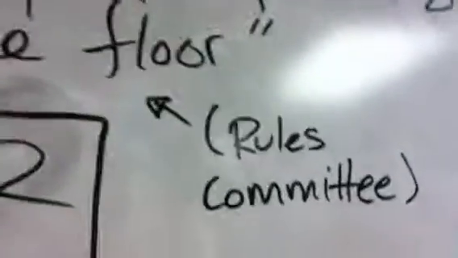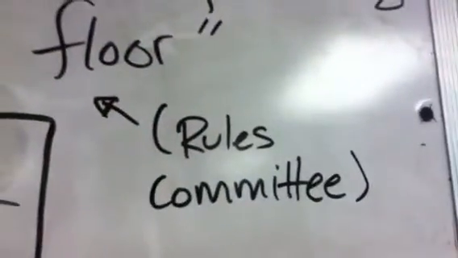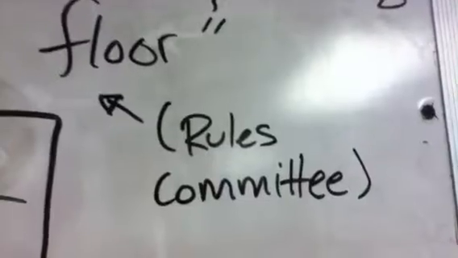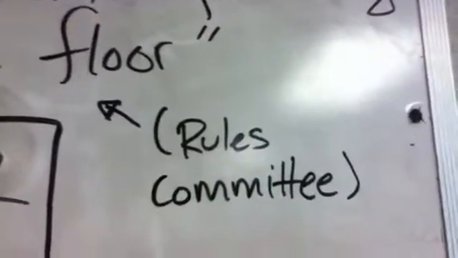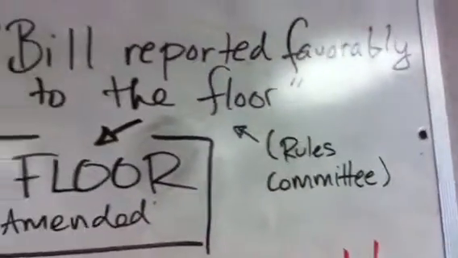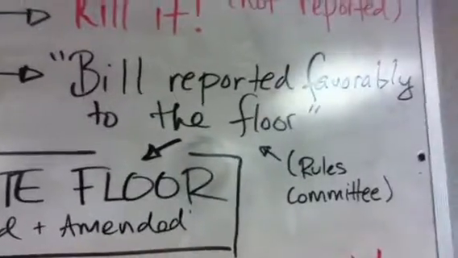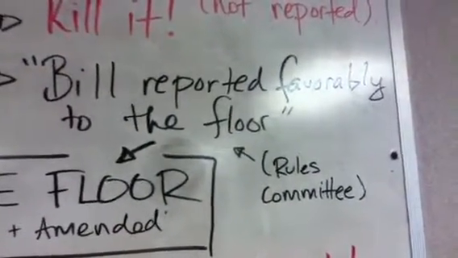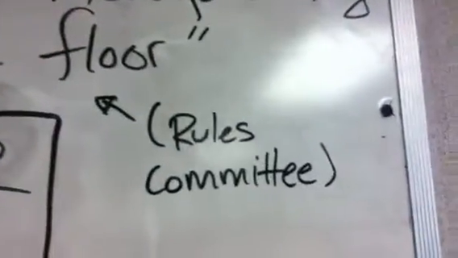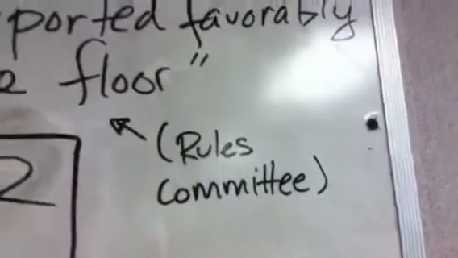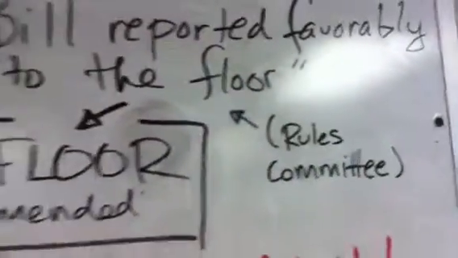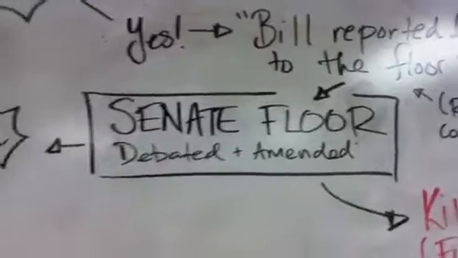Now, there's a caveat here, the Rules Committee. It's parenthetical because we're starting this bill off in the Senate. The Senate Rules Committee is not as effective as the House Rules Committee. We'll get to the House Rules Committee here in just a minute, but in this case, it's enough to mention that they go through the Rules Committee. The Rules Committee sets the rules for debate, and then it moves on to the Senate floor.